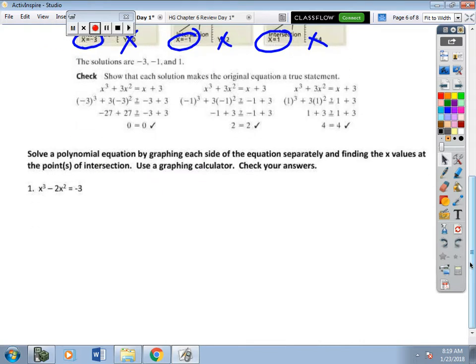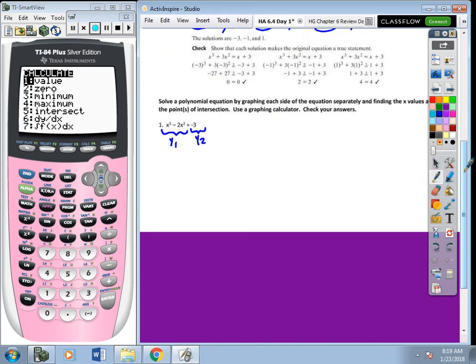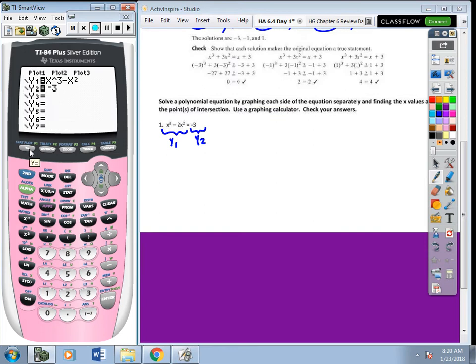All right, so this is the equation we're going to do together. Solve the polynomial equation by graphing each side of the equation separately and finding the x values for the point of intersection. Use your graphing calculator. Okay, so this will go into our y1, and this will go into our y2. Now I already have mine typed in. So in y1 we'll put x cubed minus x squared, and in y2 we'll put minus 2x squared.